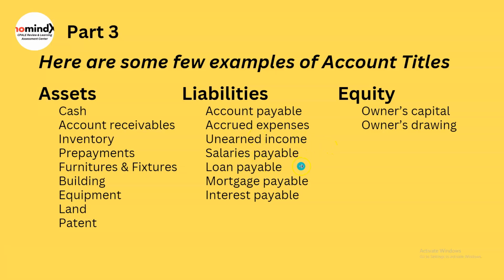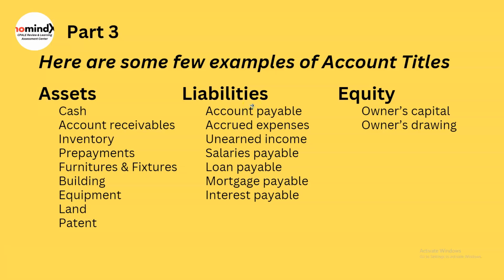Next is the salaries. If you haven't paid your employees at the end of the month, you need to declare your payable to the employees, and that is accounted as salaries payable. Loan that is obtained from the bank. Mortgage, if you have a huge amount of loan from the bank and you collateralized your building or land, that's the mortgage payable. Interest is related to these liabilities, loan and mortgage, which is not yet paid at the cutoff date. Okay, so much for those liabilities.